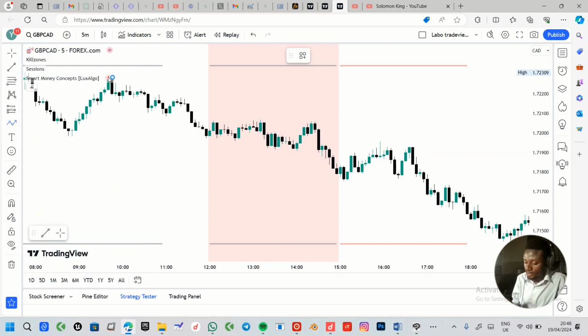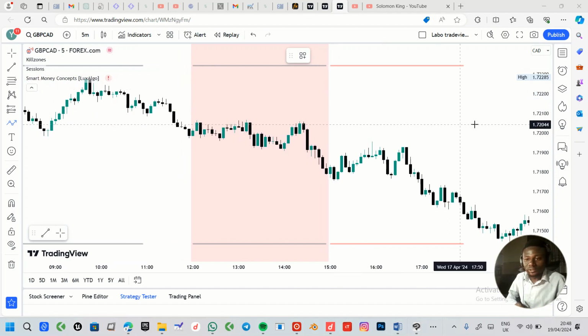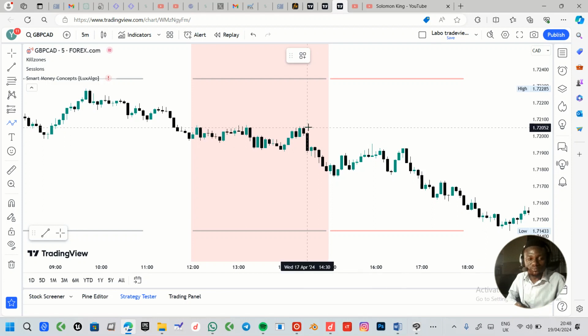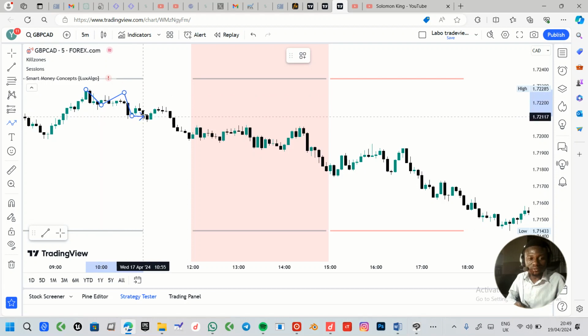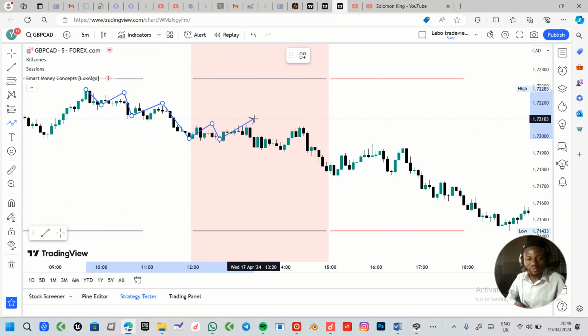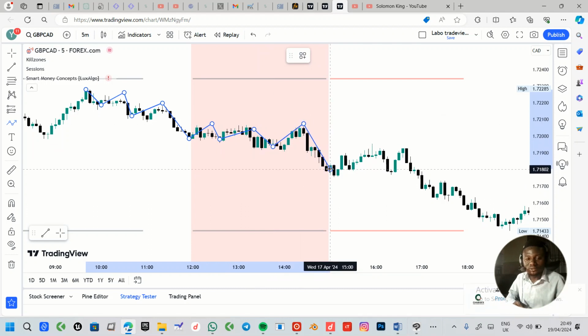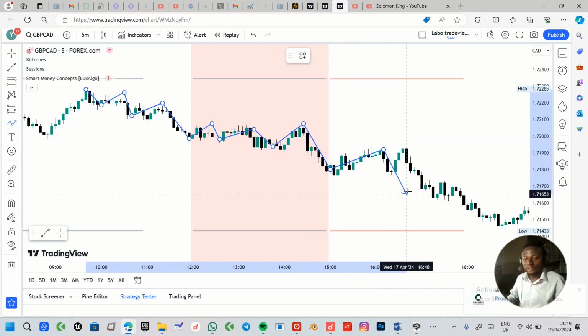If you drag your tool here, you can see that that's exactly what we have here. From here going down, retrace, up, down, so you can see the impulsive movements and then the retracement. So this is your bearish market structure.